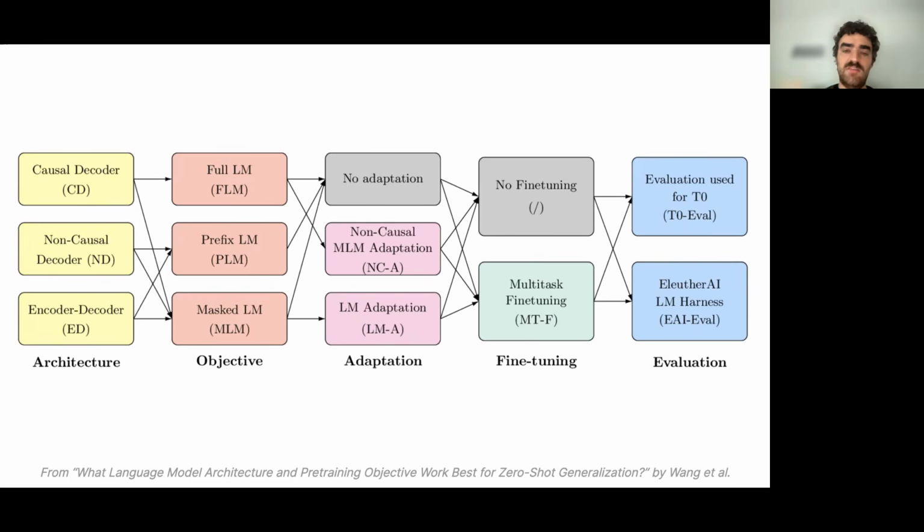And the question here then is, as we undertake this big study, will we confirm that, for example, in a controlled experimental setting, a causal decoder model trained with full language modeling, like Bloom or the model underlying Flan, will perform worse after multitask fine-tuning than, let's say, an encoder decoder model trained with masked language modeling.